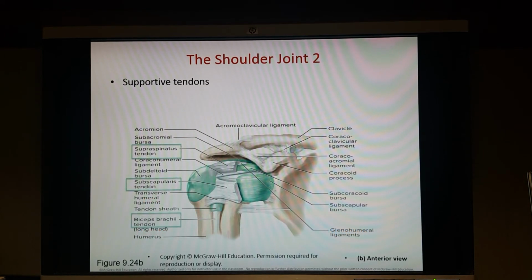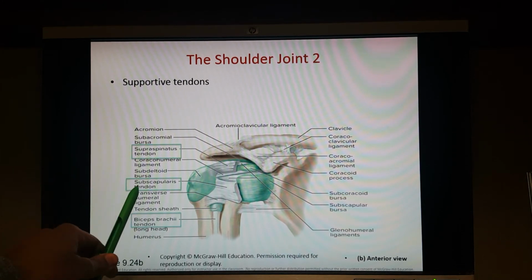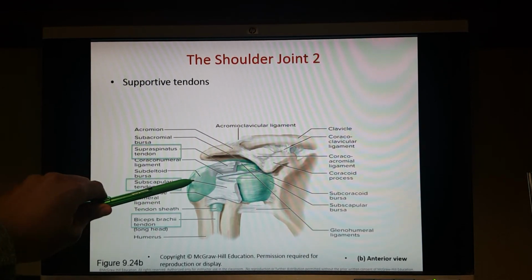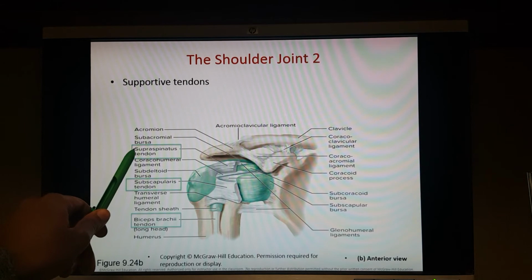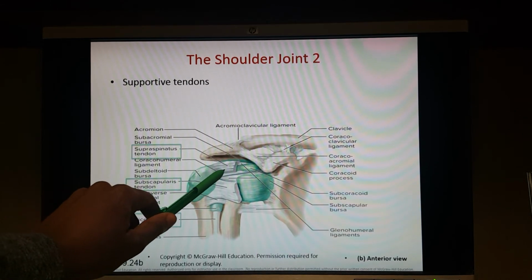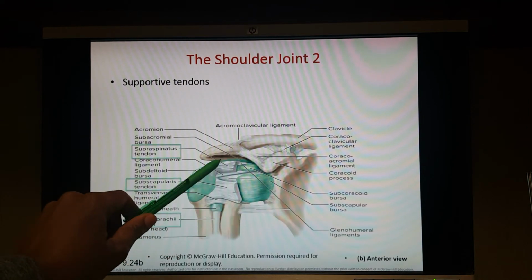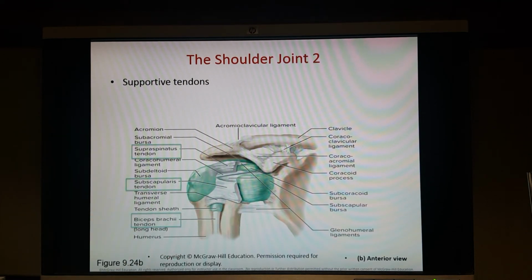So here is the humerus being supported into the glenoid cavity for the shoulder joint. Again, having our supportive tendons for this, from the biceps brachii region. And in this anterior view, you can only see the subscapularis tendon, beneath the scapula, wrapping around here, as well as the supraspinatus tendon, which, if you could see the back of your scapula, is above your spine on your scapula.